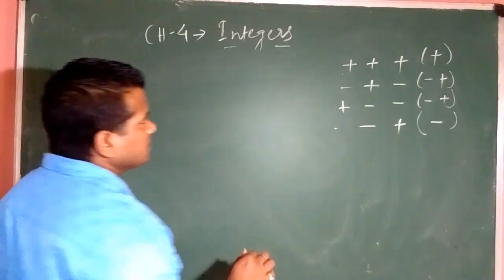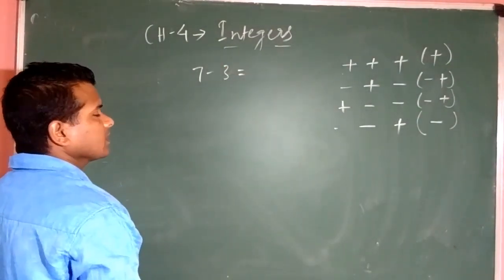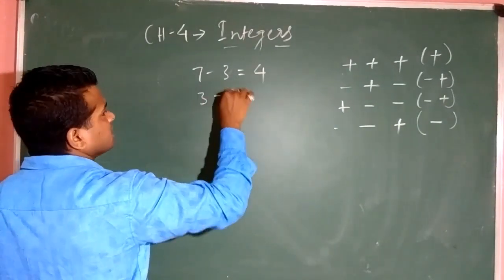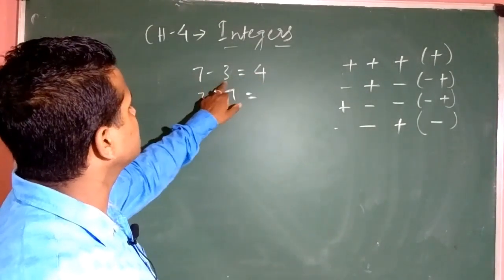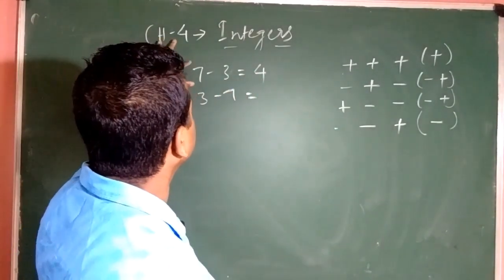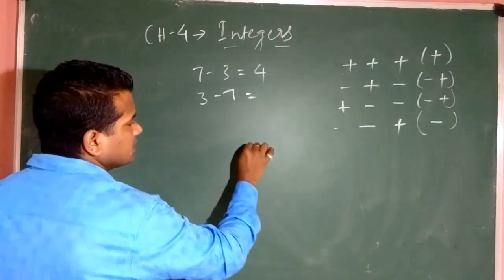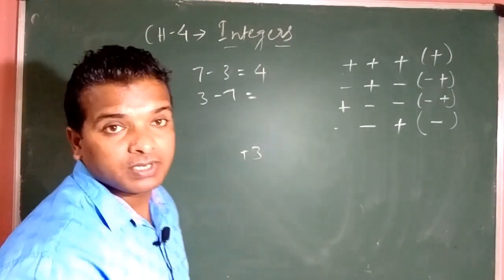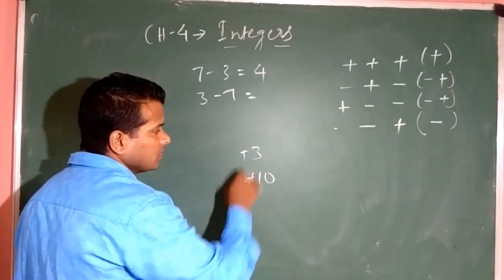Now I was talking about the integers, like if we do 7 minus 3. 7 minus 3 how much? 4. But if we write 3 minus 7, why is it 4? 7 minus 3, 4. How? Because 7 is plus. No symbol, right? This is 3. No symbol. So plus. Nothing is given, so plus. So these are plus.